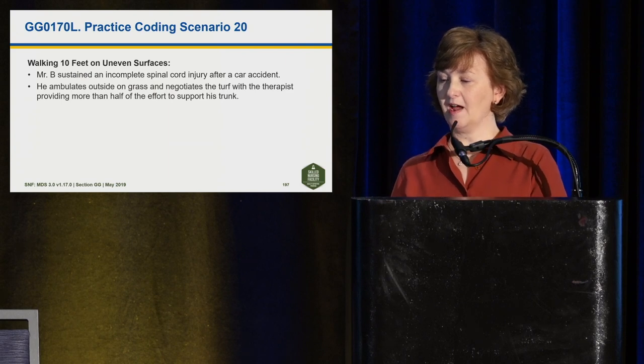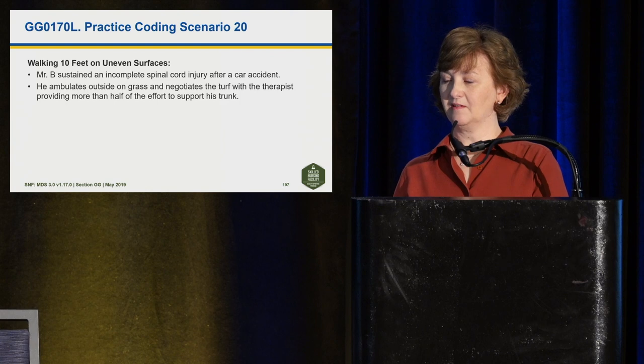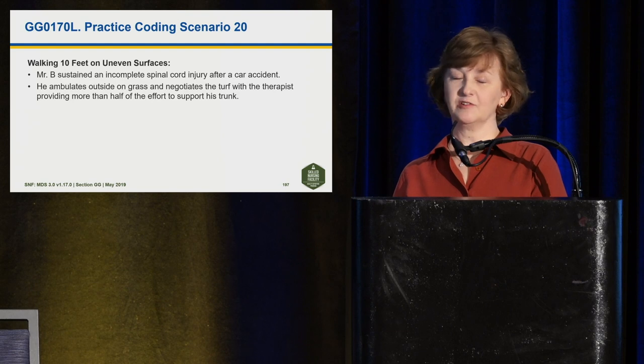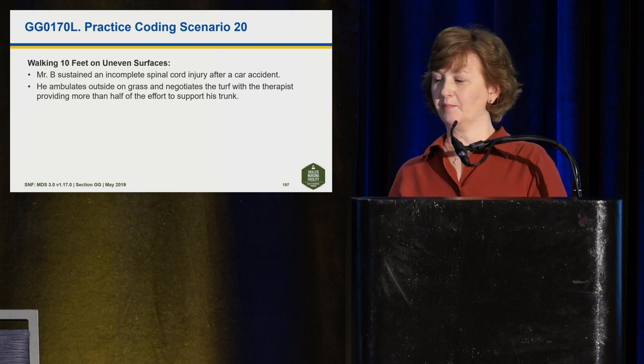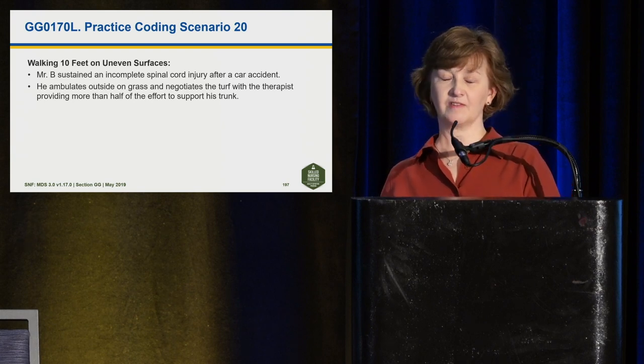So here in practice scenario 20, we have Mr. B. He sustained an incomplete spinal cord injury after a car accident. He ambulates outside on grass and negotiates a turf with the therapist, providing more than half of the effort to support his trunk. So if you were thinking through the decision tree, of course, a helper is required here. In this case, it's a therapist.